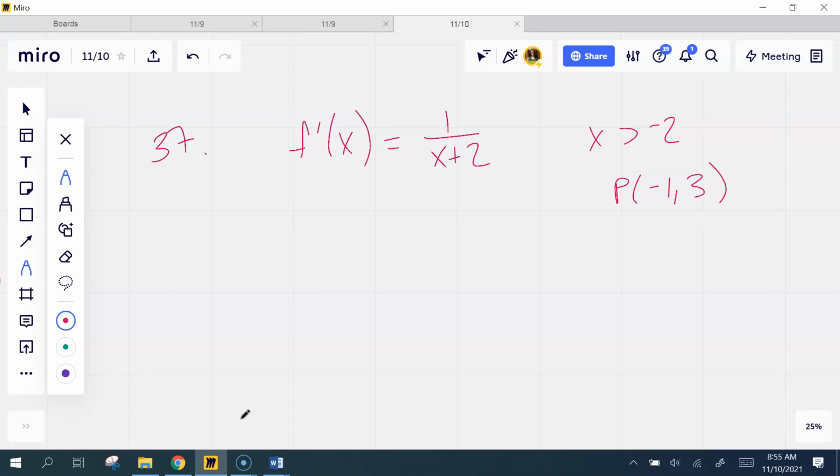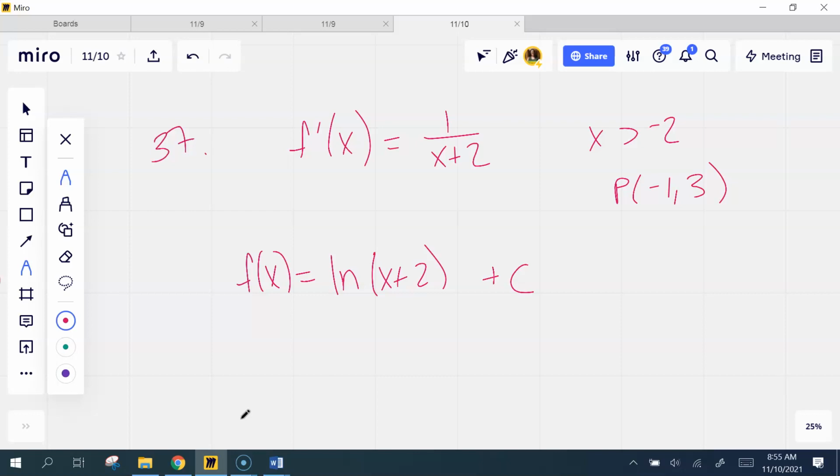All right, here we go. So 37, the derivative is 1 over x plus 2, and the point is negative 1, 3. The domain restriction is due to this being a natural log whenever we find the antiderivative. But let's find the antiderivative, plus c. Don't ever forget that plus c.